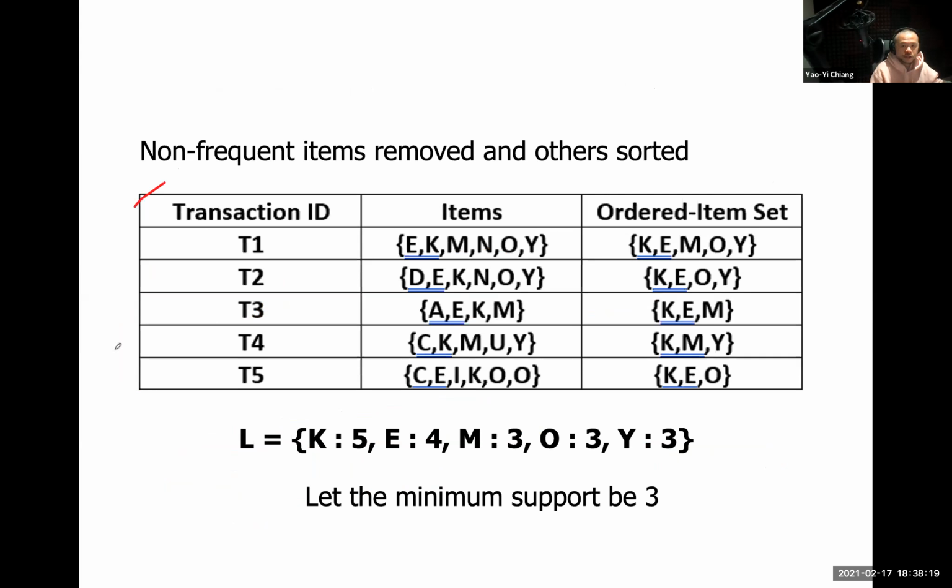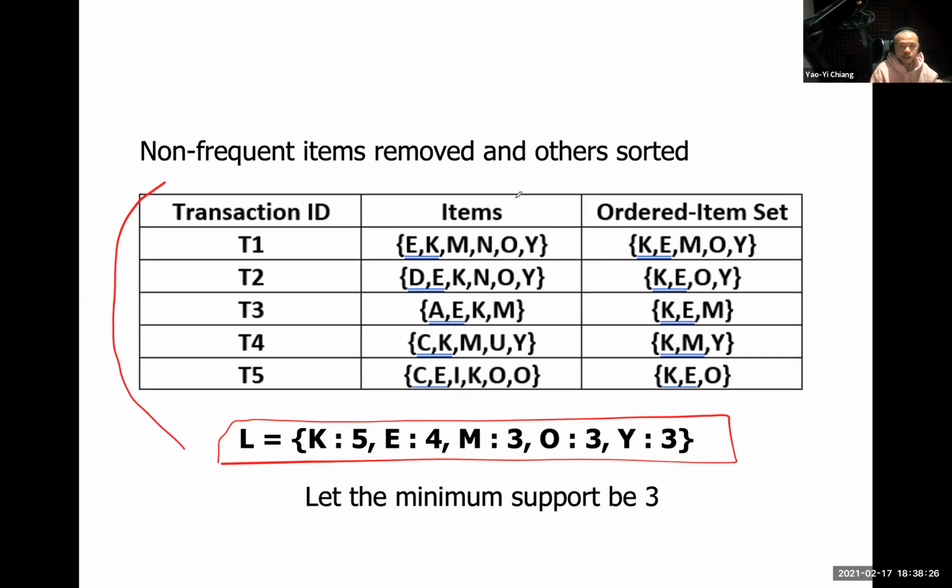Say these are all your transactions. After the first pass, we identify all the frequent single items. We can rearrange your basket. So why do we have KEMOY? That means we do not have N, because if you look here, N is not frequent. And why do we have K as the first item? Because K has the largest support, the most popular item here.